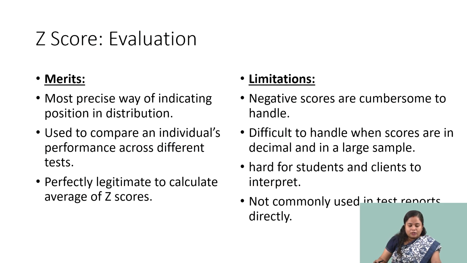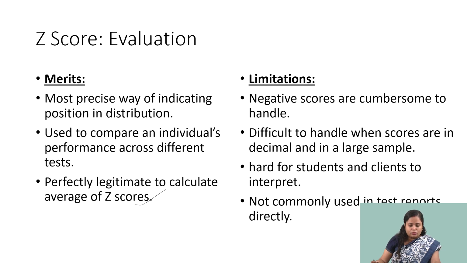So, evaluation of Z score. Z scores are standardized scores, the most precise way of indicating position in any distribution. It is used to compare individuals' performance across different tests, because we can convert the raw score into Z score. So the score of anxiety, stress, depression, academic anxiety, we can convert all those raw scores into Z scores, and in an equitable form we can compare all these scores. Then it is perfectly legitimate to calculate the average of Z scores.